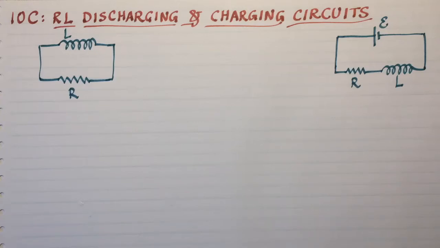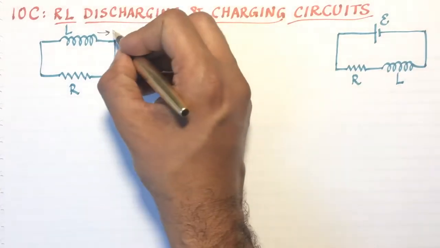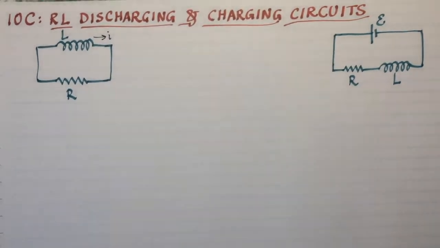Let's talk about RC discharge and charging circuits. A discharge circuit is one where you have an inductor that has got an initial current I and it's fully currented up, and then it discharges some of the current through the resistor R attached to it.